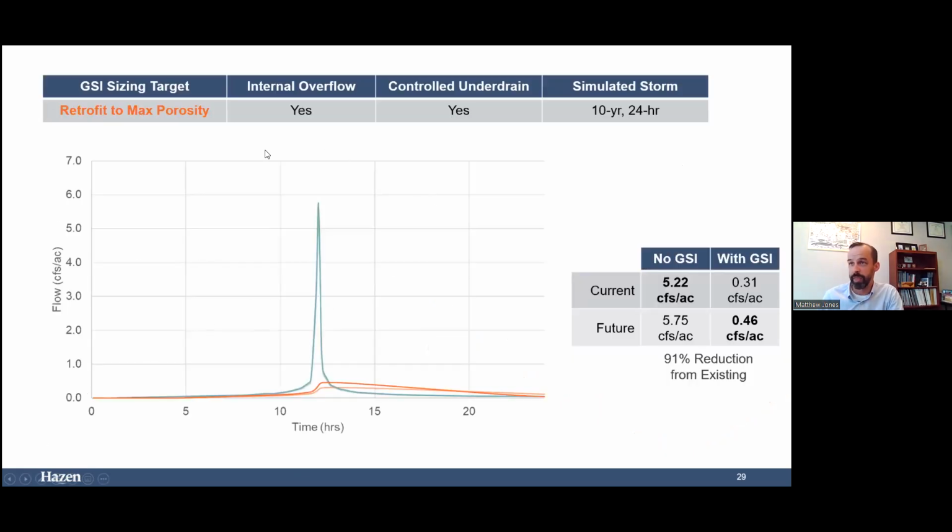And when we route that scenario through, again, with that internal overflow and that controlled underdrain, the largest reduction yet of the scenarios that we looked at, 91% reduction from the existing. So that capacity, essentially using up all of that pore space that we have available, and then putting that controlled underdrain in at a tailored flow rate to optimize for that 10-year peak, really dramatic reduction in peak flows there.